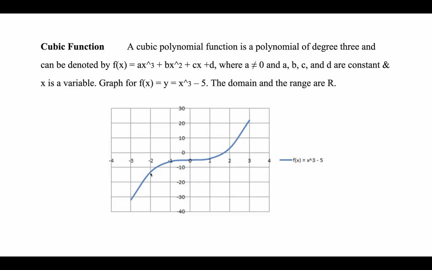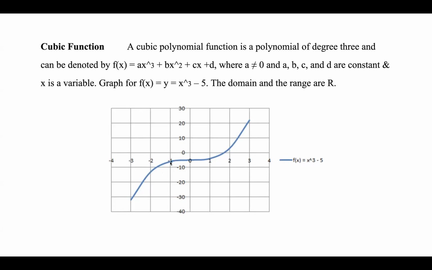Then the same is considered for minus 2. When x equals minus 2, what value comes for minus 2 cube? It is minus 8, and minus 8 minus 5 becomes minus 13. So the point comes somewhere here.